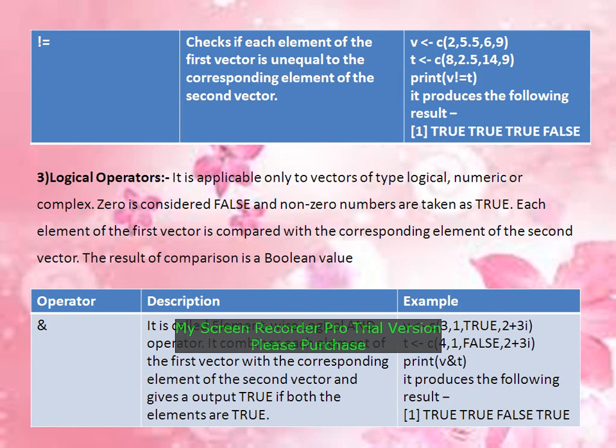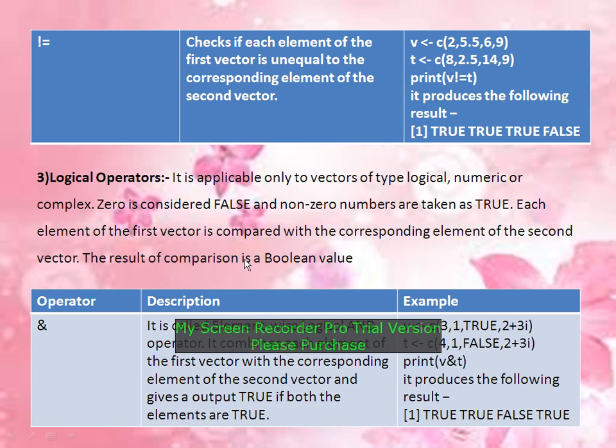And next is the category of logical operators. It is applicable only to vectors of type logical, numeric or complex, but not to character types. So only for logical, numeric or complex. 0 is considered false and non-zero values are taken as true.